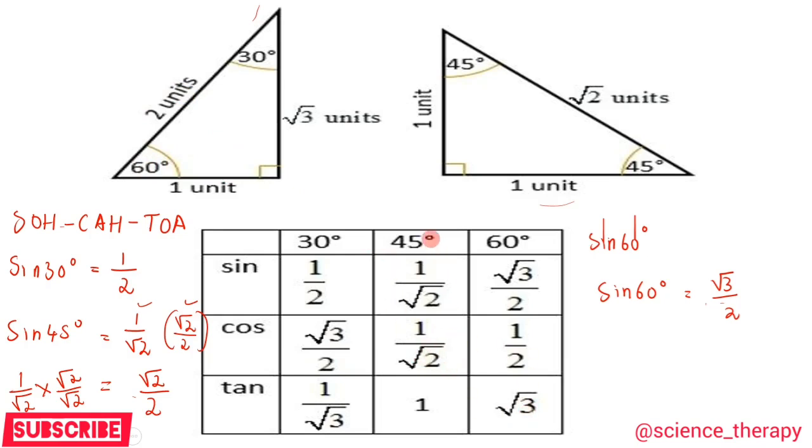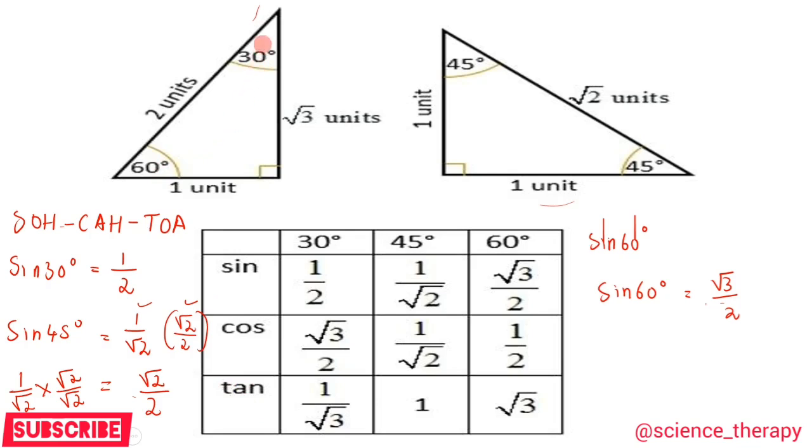Note that sine 45 and cos 45 are equal, because remember, sine and cos are co-ratios, right? So when their angles are complementary, they will always be equal. For example, if you can see here, sine 30 is equal to cos 60 degrees, because 30 and 60 are complementary angles. Then when we go to tan 30, what is tan 30?